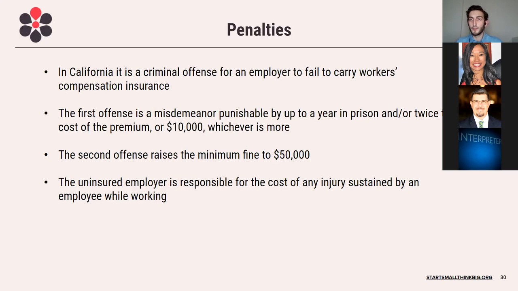And the second offense raises the minimum fine to $50,000. One other thing to note is that when you fail to carry the insurance, you become responsible for the cost that the insurance would have had to pay if somebody's injured. So that's just something to keep in mind, that it can be very expensive to fail to have the insurance when you're required to.